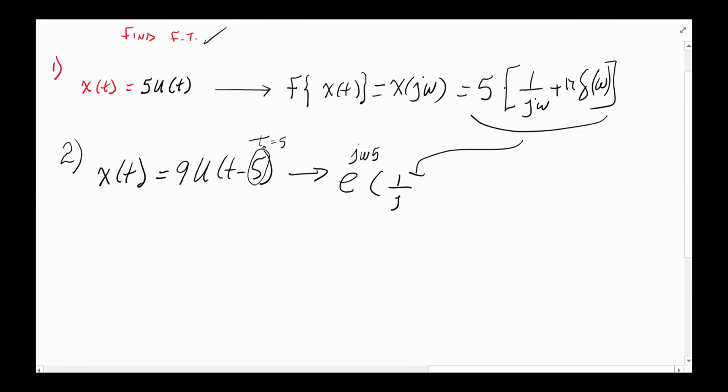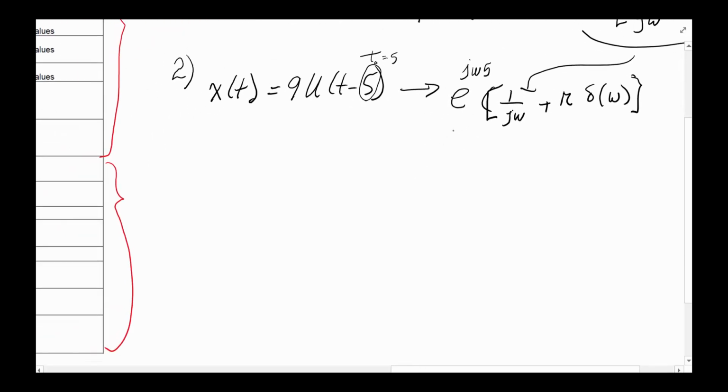So it would be 1 over j omega plus pi delta omega. Actually, let's make it a square bracket. It's a little easier. Okay, so that's the answer to our X of j omega for this x. Okay. Now there is another.